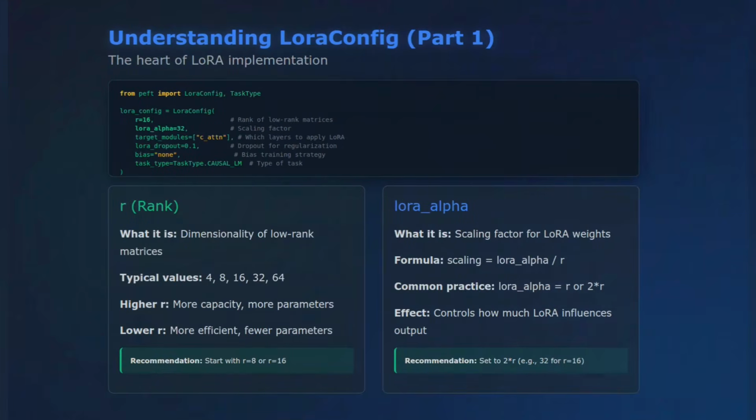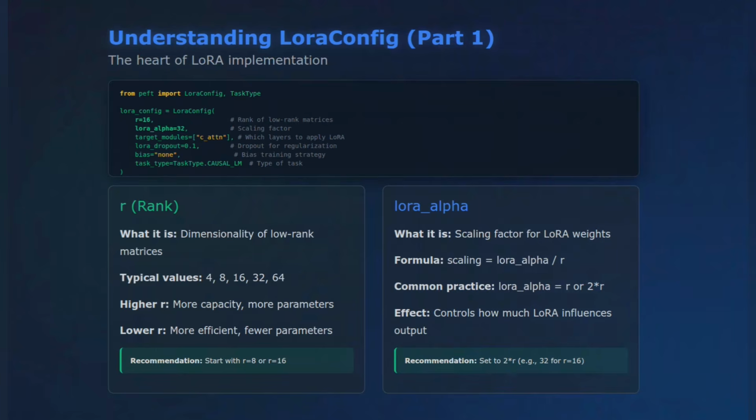Now here comes the most important part, the LoraConfig. This is where we define how LoRA will modify our model. Let me break down each parameter because understanding these is crucial. First, r. This is the rank of the low-rank matrices. A higher rank means more parameters to train, but also more capacity. Typically, values between 4 and 64 work well. I'm using 16 here.